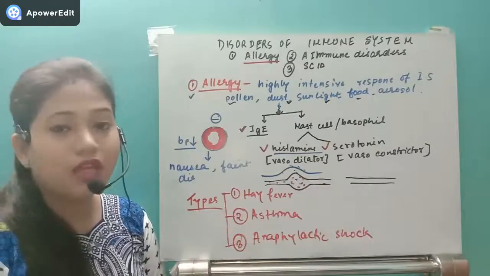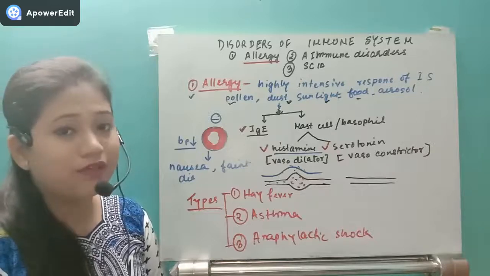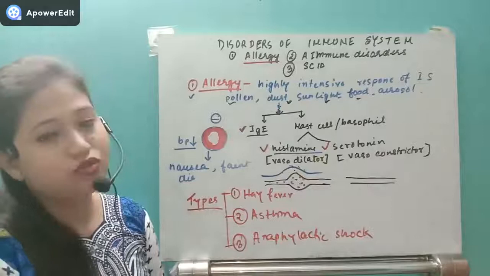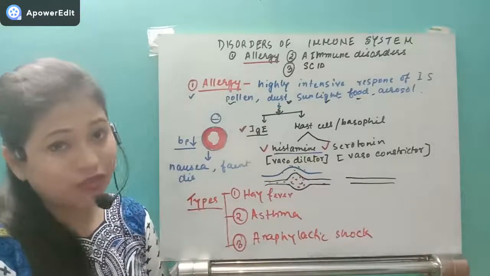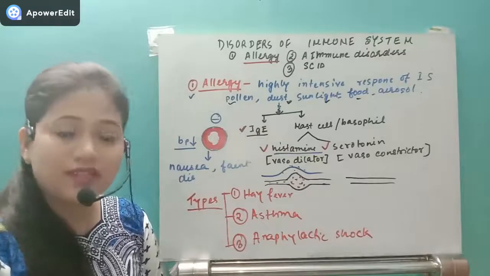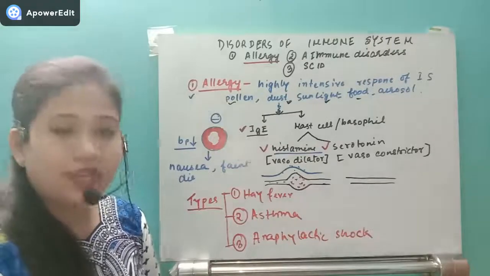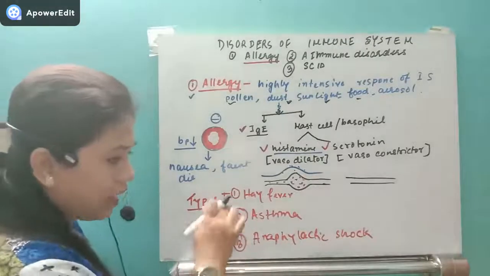What will happen? He will have dilation of blood vessels, and if the blood vessels dilate, what will happen? Blood pressure will fall, and due to the fall in blood pressure, within a short period of time he can die also, right? So what is that? This is the anaphylactic shock due to penicillin. This can happen.